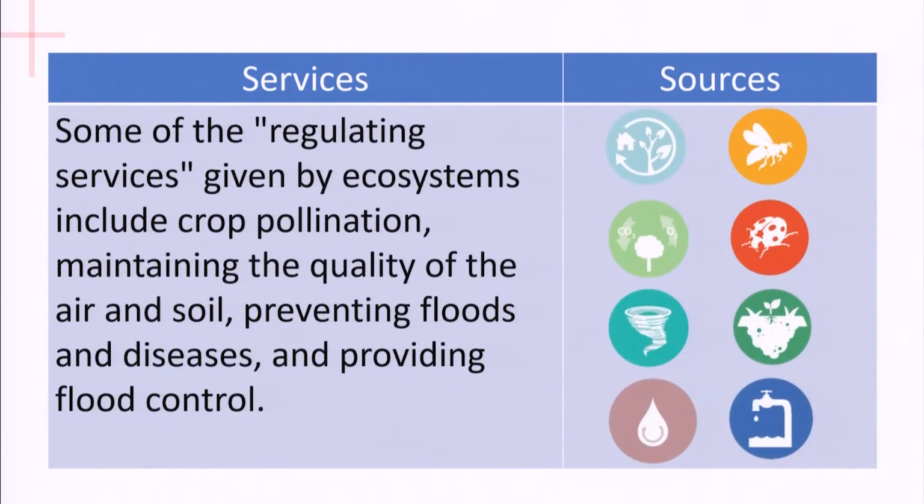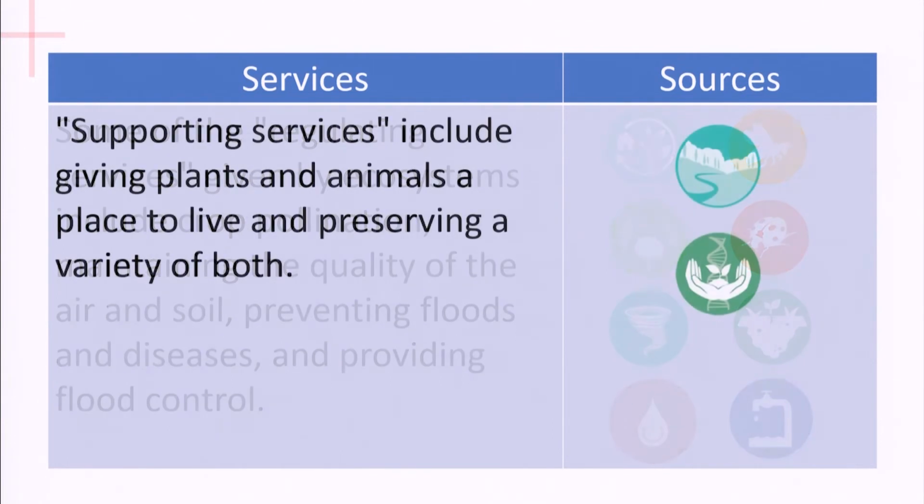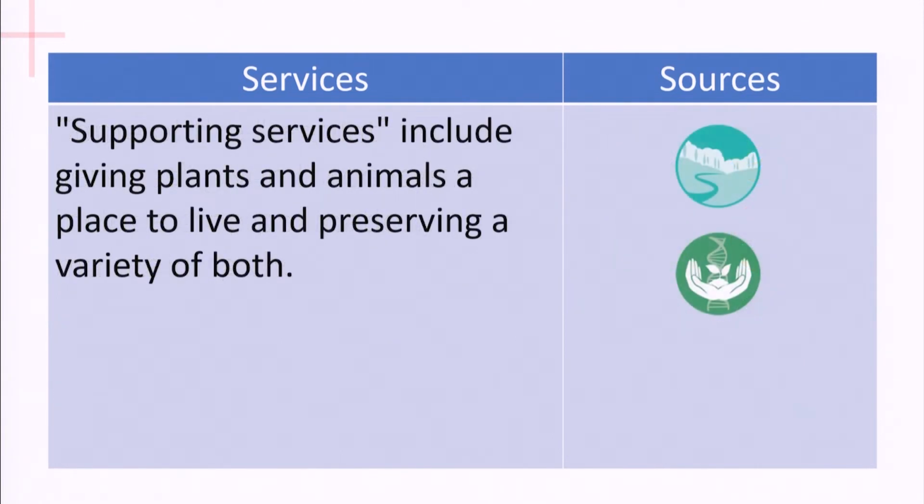Next, coming to the regulatory services, some of the regulating services given by the ecosystem include crop pollination, maintaining the quality of air and soil, preventing floods and diseases, providing flood control. Next, coming to the supporting services, they include giving plants and animals a place to live and preserving a variety of both.